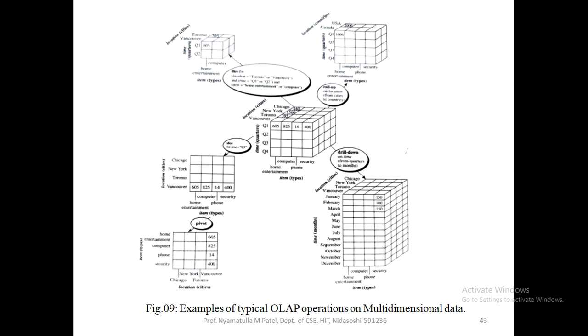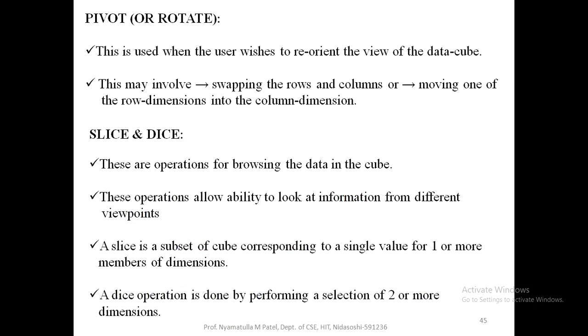Now coming to the slice or dice. The slice operation performs a selection on one dimension of a given cube, resulting in a subcube. Now slice, a part of any object we call a slice. Slice operation performs a selection on one dimension of the given cube, resulting in a subcube.